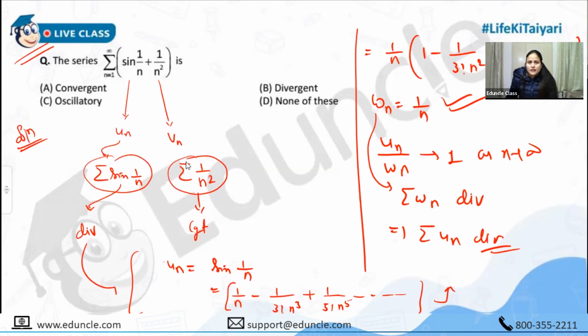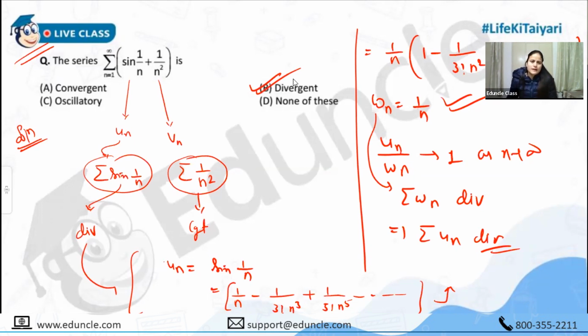So we have a result. If I have two series, both positive, and one series is convergent and the other is divergent, then the overall series will be what? Divergent. Correct? So because of that result, clearly here our option B would be correct.